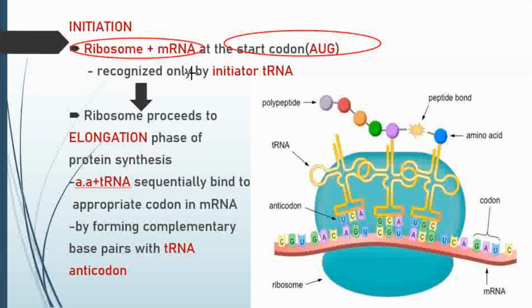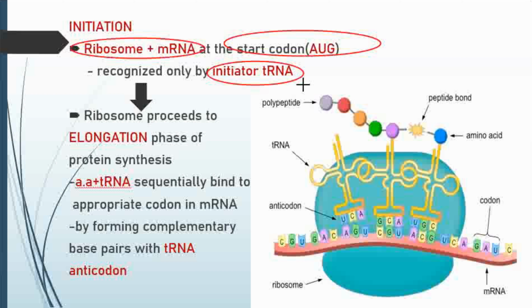This is mainly recognized only by the initiator tRNA. So this is a specialized tRNA, called the initiator tRNA. It's a special tRNA molecule. It provides the amino acid that starts the protein chain. So the tRNA that brings the first amino acid of the protein chain is the initiator tRNA.